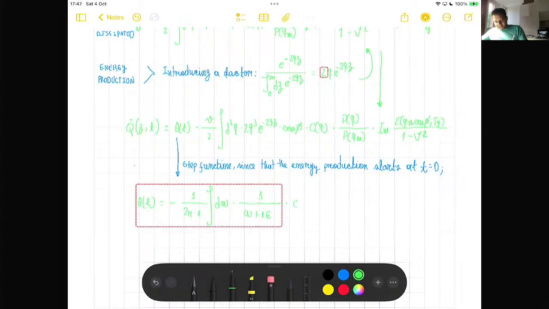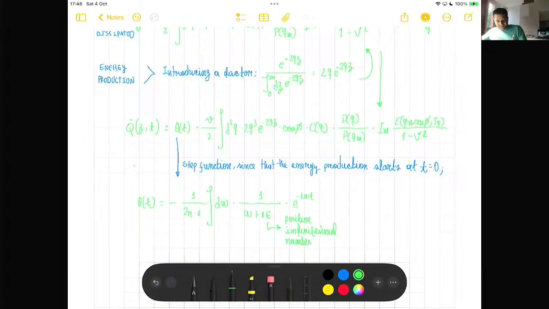And times the exponential of minus i omega, frequency and time, where epsilon is a positive infinitesimal number. Okay. Positive infinitesimal number.